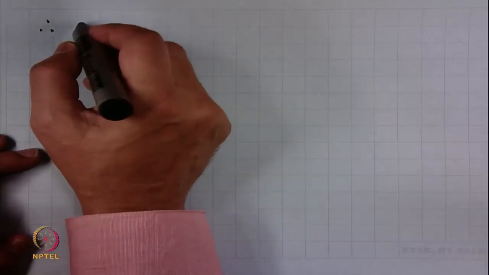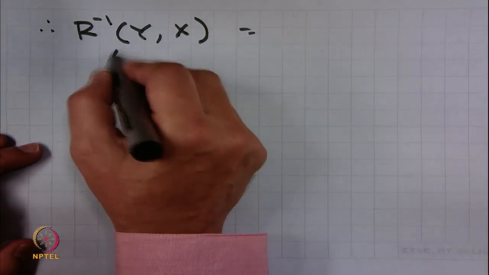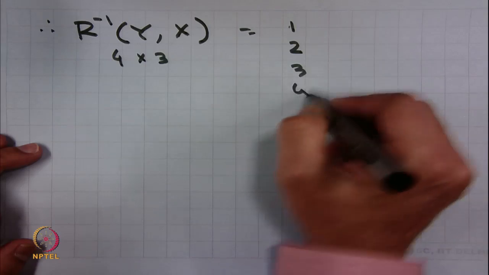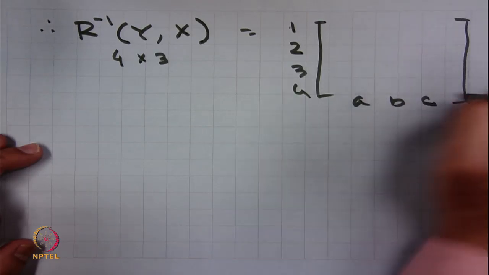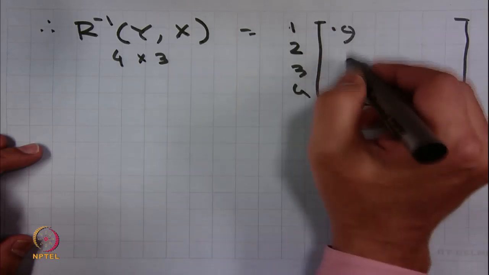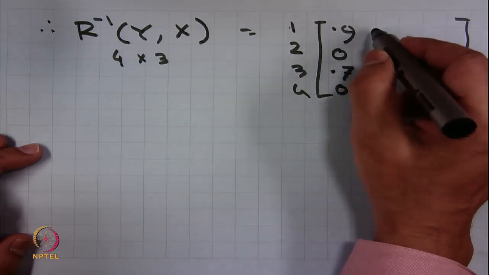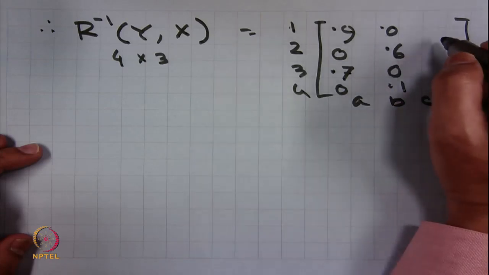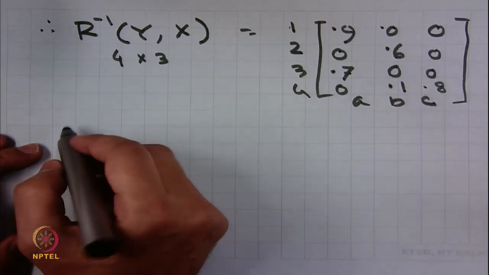Therefore, with respect to our example, R inverse (Y, X) is now going to be a 4 cross 3 matrix, with 1, 2, 3, 4 on one side and A, B, C on the other, and it is the transpose. Therefore, it is going to be 0.9, 0, 0.7, 0, 0, 0.6, 0, 0.1 and 0, 0, 0, 0.8.